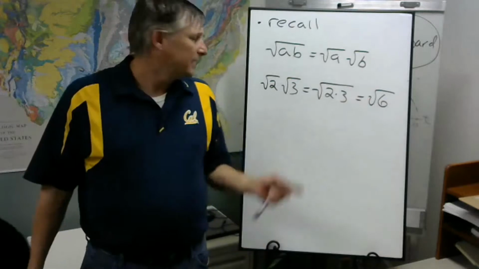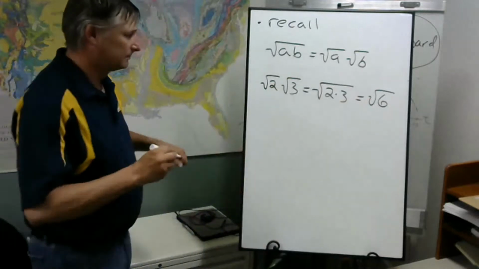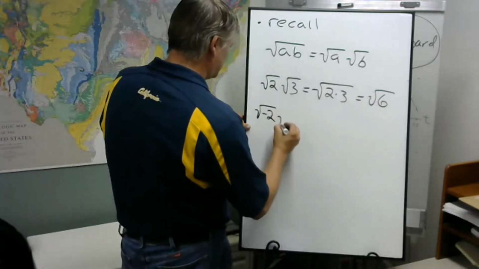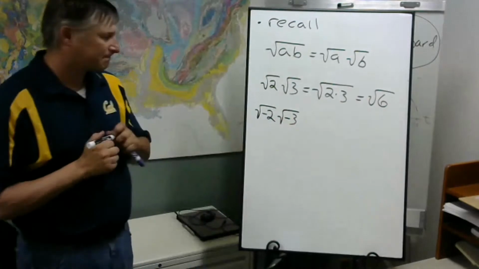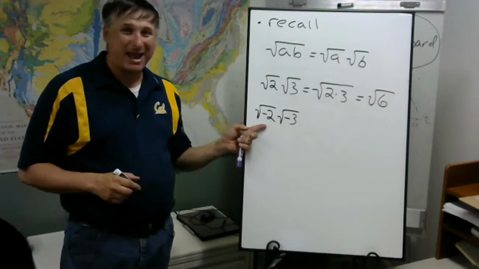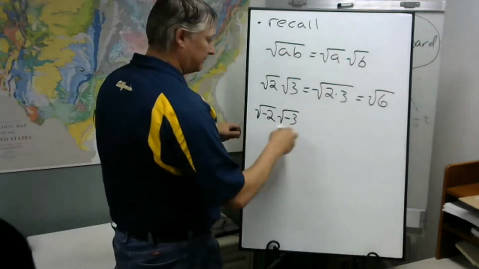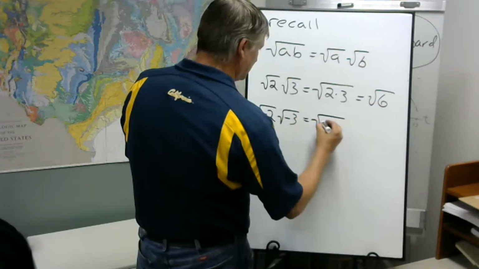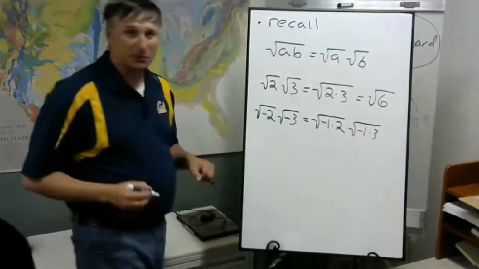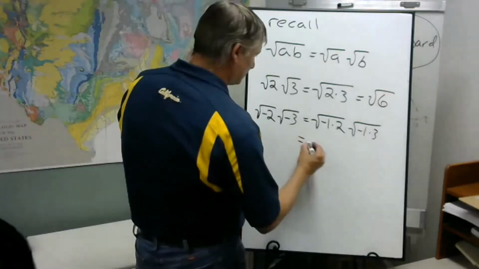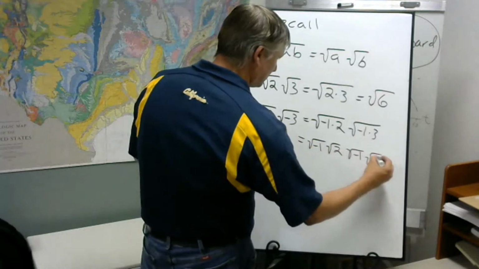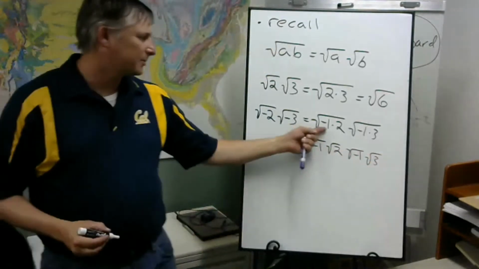Now with negative numbers in the square roots, we have to be careful. So let me show you how this usually goes. Square root of negative 2, square root of negative 3. What they want us to do is recognize this is an imaginary number. So is this one. So this is really the square root of negative 1 times 2, square root of negative 1 times 3. And so we break up the square roots like this.